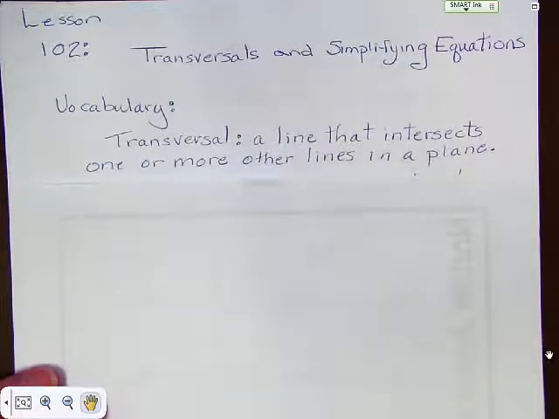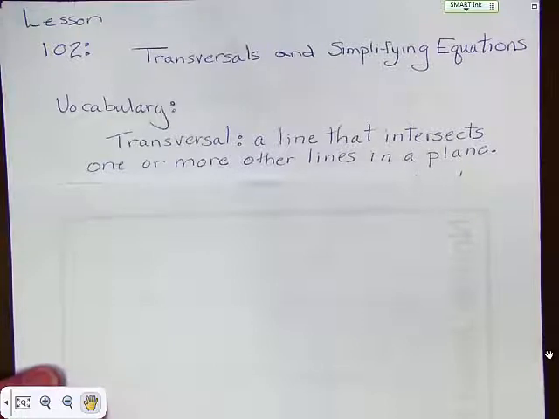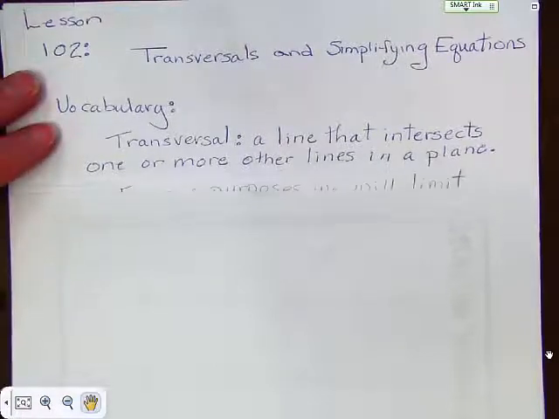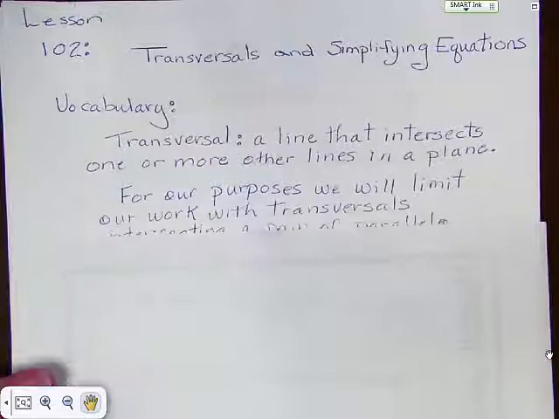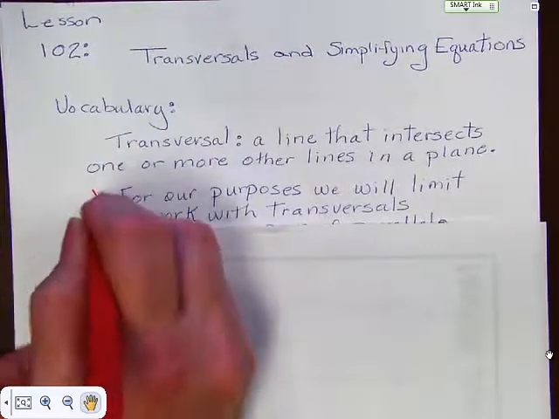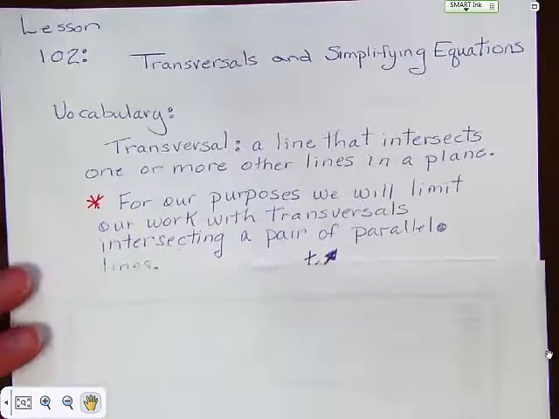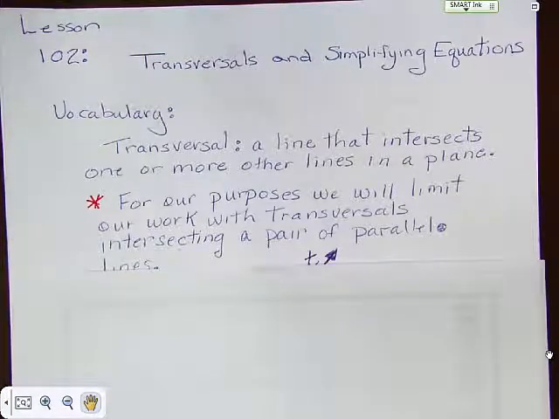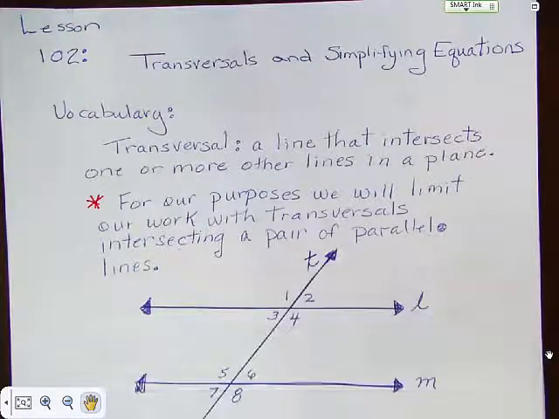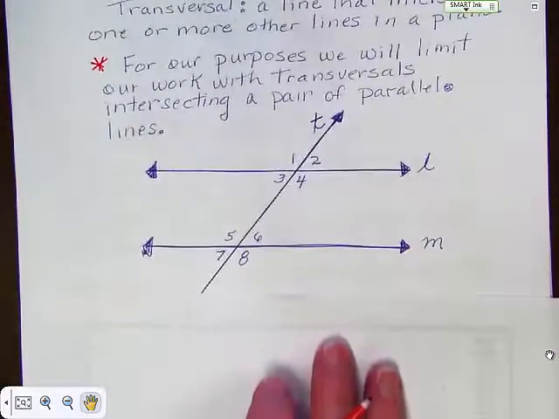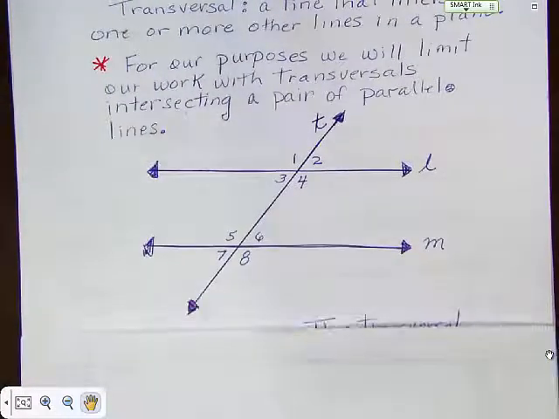A transversal is a line that intersects one or more other lines in a plane. For our purposes, for what we're working on now, we will limit our work with transversals to intersecting a pair of parallel lines. So, here's where the straight edge comes in. You need to draw this in your notes.